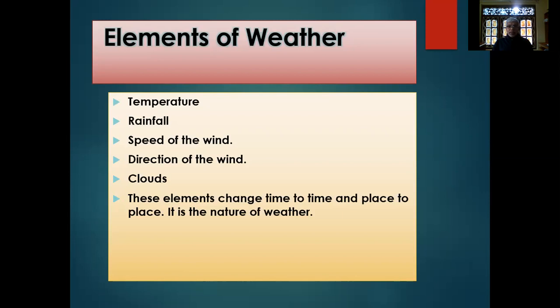What are the elements of weather? Okay, children, right? Read with me. Temperature, rainfall, speed of the wind, direction of the wind, clouds. What are they? Yes, tell me. What are they? They are the elements of weather. Elements of weather are temperature, rainfall, speed of the wind, direction of the wind, clouds. Okay.